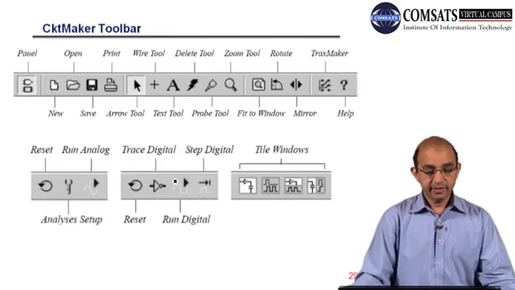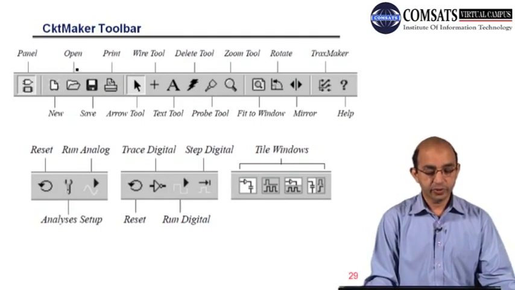And this is the toolbar. So we have the panel, and these are the very conventional tools: open, save, print, and this is the arrow tool, and this is the wire tool. If we want to connect two components, this is the tool which we need, and this is the text.